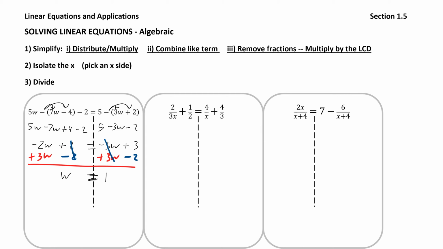To remove fractions, you want to multiply both sides by the LCD. So we have a 3, an x, a 2, a 3, and an x. So 6x is our common denominator. The 6 will get rid of the 3 and the 2, and the x will get rid of the x. We're going to distribute it. So this will mean that we're going to multiply each one of these by 6x. Since I have 4 terms, I'm writing a 6x 4 times.